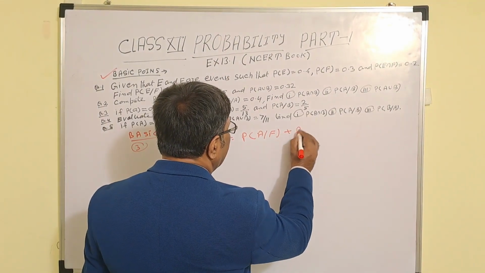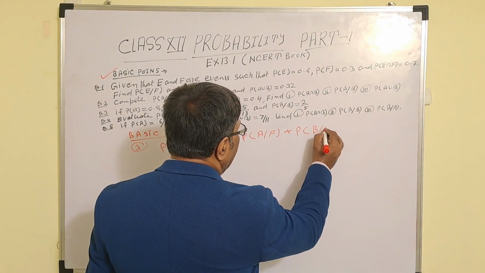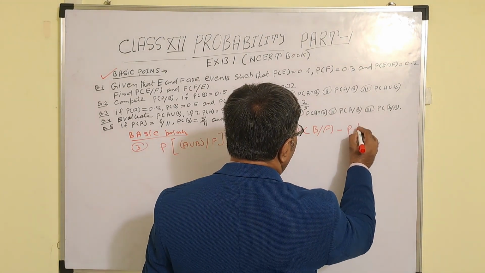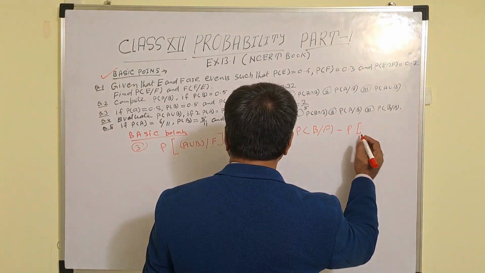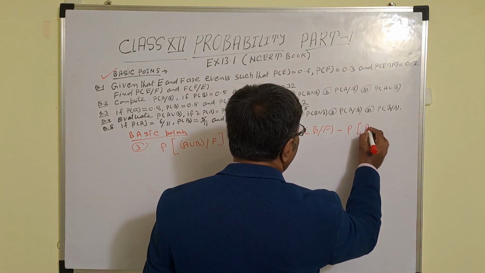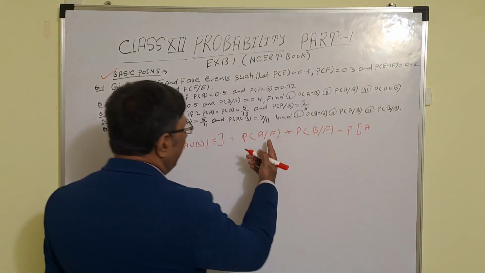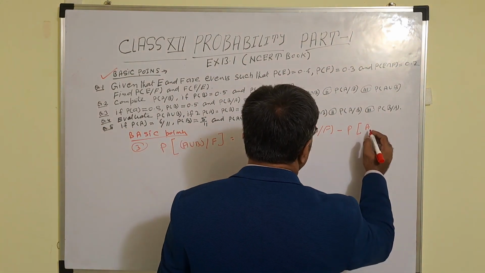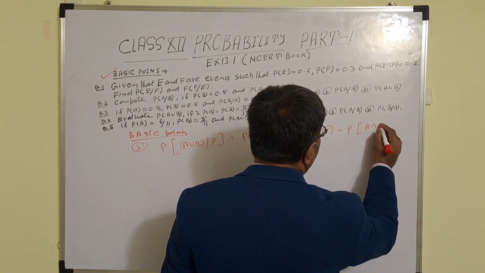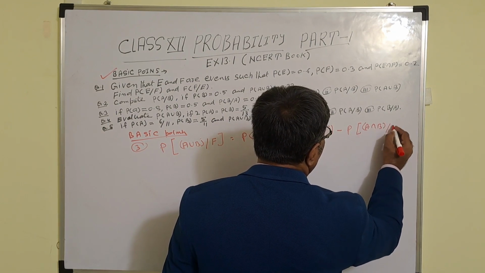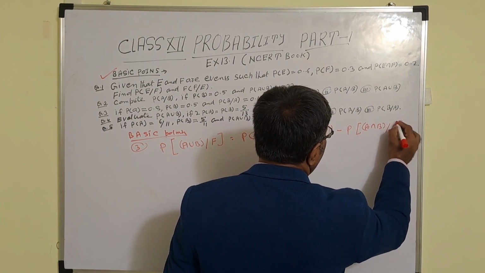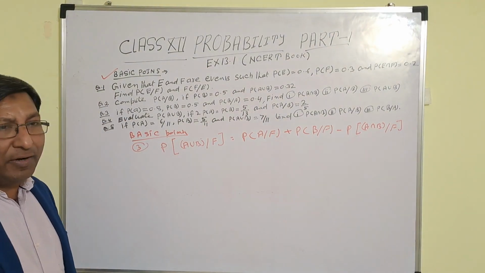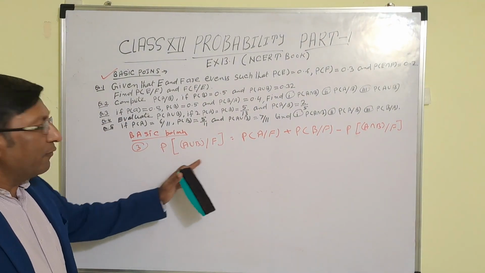In the same way, plus probability of B when F has occurred, and minus probability of A intersection B by F. So probability of A intersection B when F has already occurred. So this is the format.